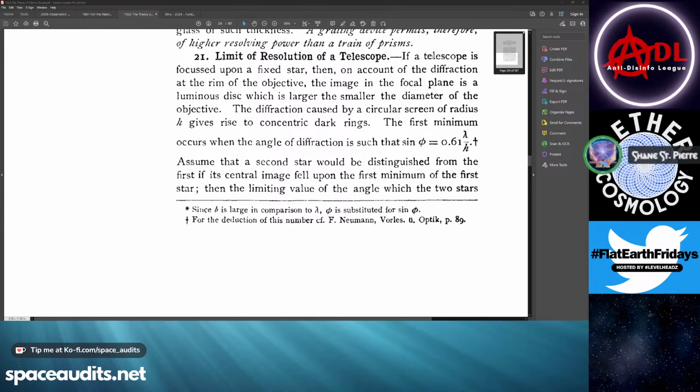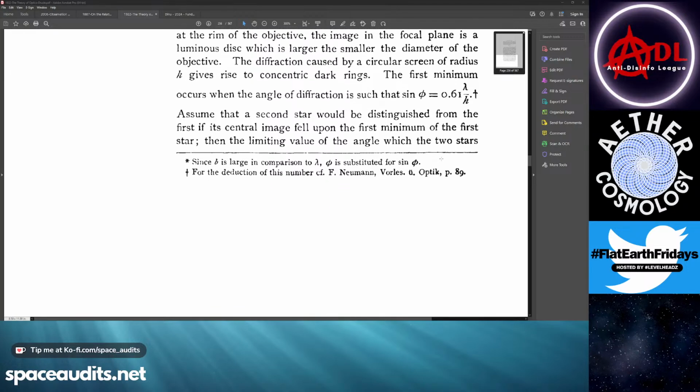If a telescope is focused upon a fixed star, then, on account of the diffraction at the rim of the objective, the image in the focal plane is a luminous disk, which is larger the smaller the diameter of the objective. The diffraction caused by a circular screen of radius h gives rise to concentric dark rings. The first minimum occurs when the angle of diffraction is such that sine theta equals 0.61 lambda over h times whatever that funky cross thing is.